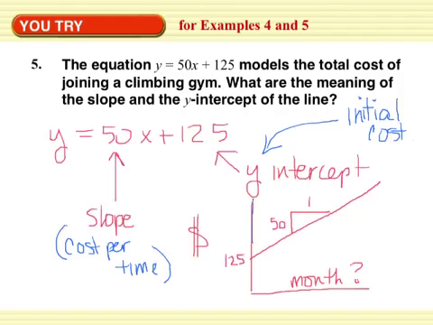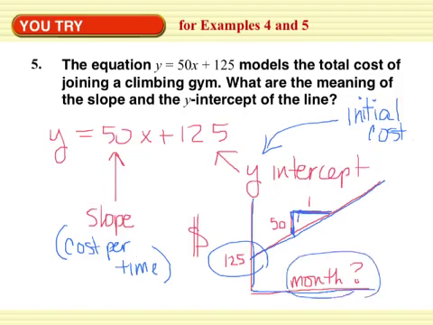Okay, I sketched a very basic graph, with a line where the y-intercept is 125. So that is going to be your initial cost, your membership fee. And then the slope is 50 over 1. So that's going to be your cost per time. I put month with a question mark because we don't know. That could be your cost per week, your cost per year, whatever. But the slope is the cost per amount of time.